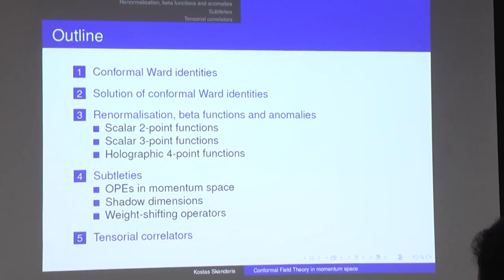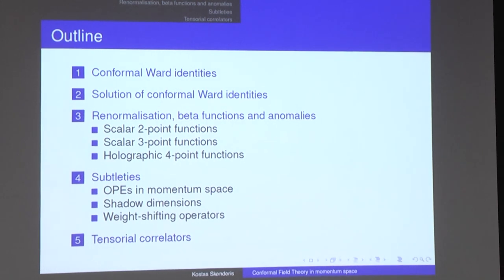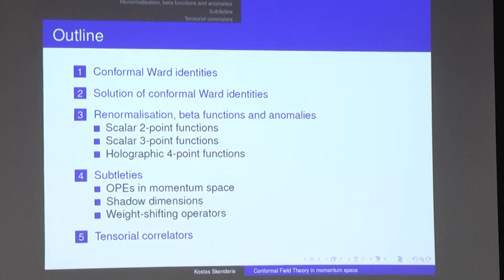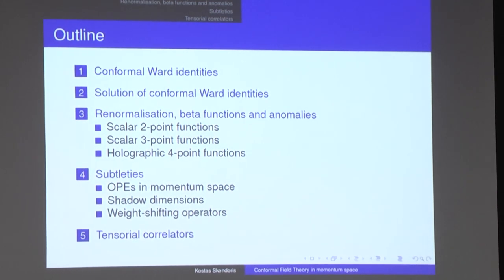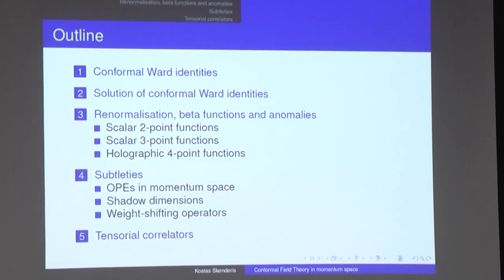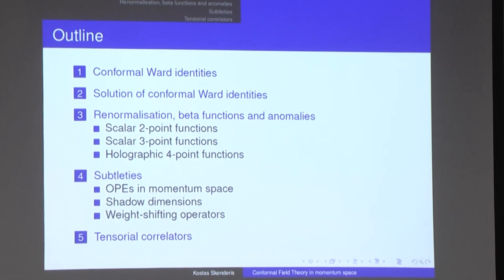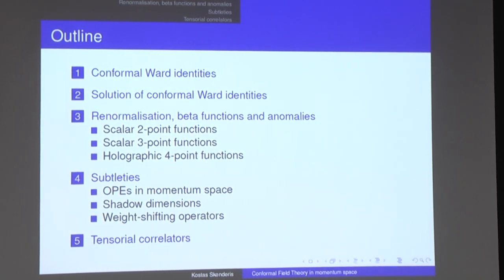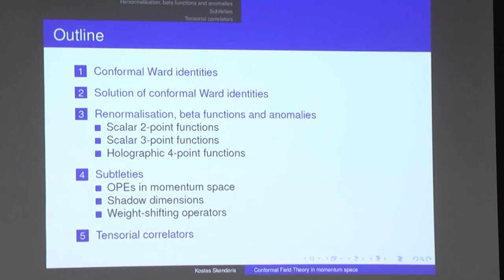Okay, so what we'll do today is the following. We'll first tell you what the conformal Ward identities are that we need to solve. Then I will give you the solution, first in position space, then in momentum space, without the proof. In a longer version of this course, I would have given you the proof. And then we'll move on to discuss normalization. And we'll go case by case.